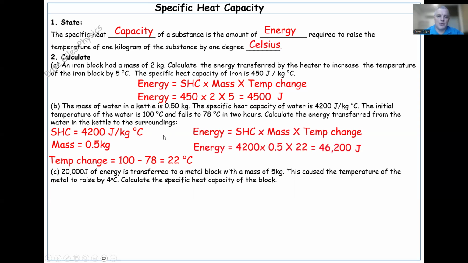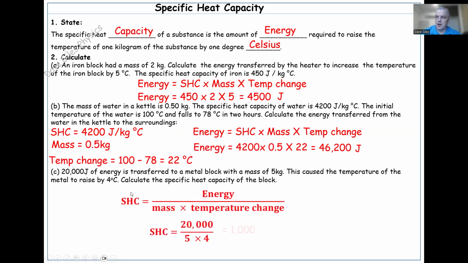And for the last one here, you're given 20,000 joules of energy. It's transferred to a metal block of mass 5 kilograms. It causes the temperature of the metal to rise by 4 degrees Celsius. Calculate the SHC of the block. So with this formula here, just put your numbers in, and you get 1,000 joules per kilogram per degree Celsius.